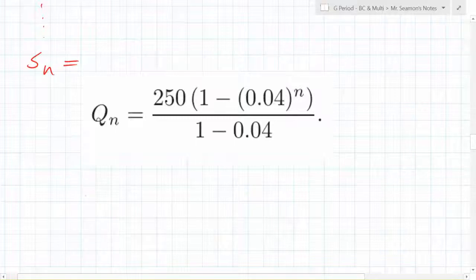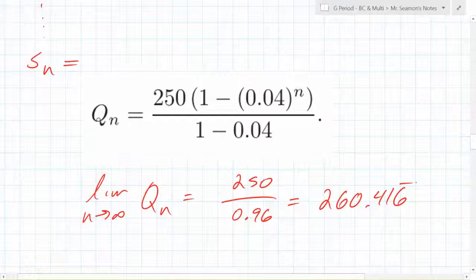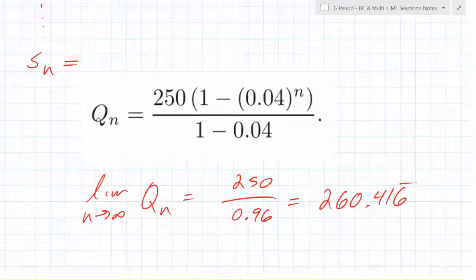So if you do the limit as n goes to infinity of Sn, you end up with 250 over 0.96, like this. Is it like that? Nice. Pretty cool. So does it converge? Does the series converge? Yeah. If you can actually find a number, it does converge.